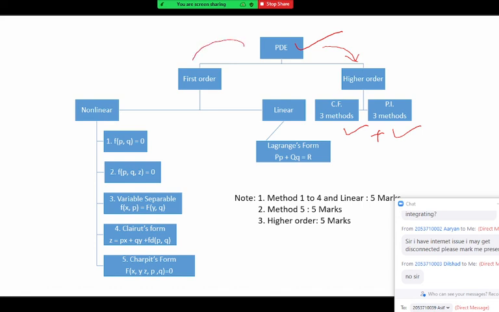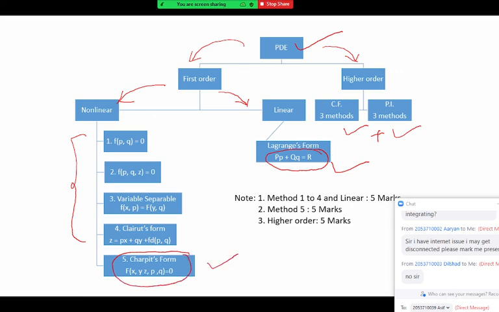After that, we moved to the first order PDE. In first order PDE, we completed Lagrange's Pp plus Qq equal to R, which is linear. And then we started non-linear first order PDE. In non-linear, the first 4 methods are very simple shortcut methods, but Charpit's method is one of the lengthy methods that we completed today.